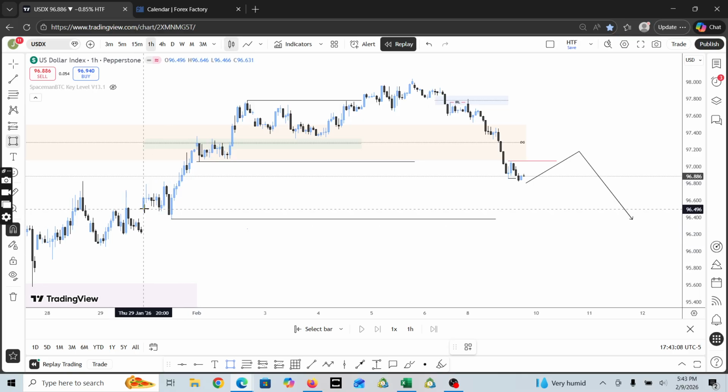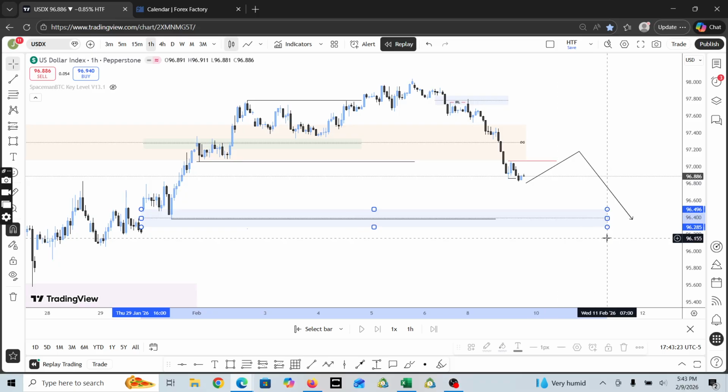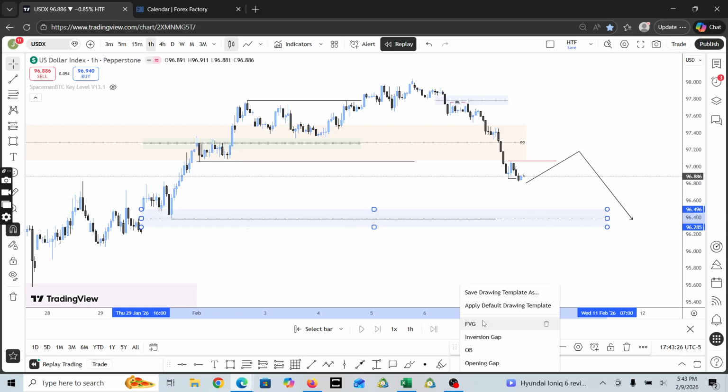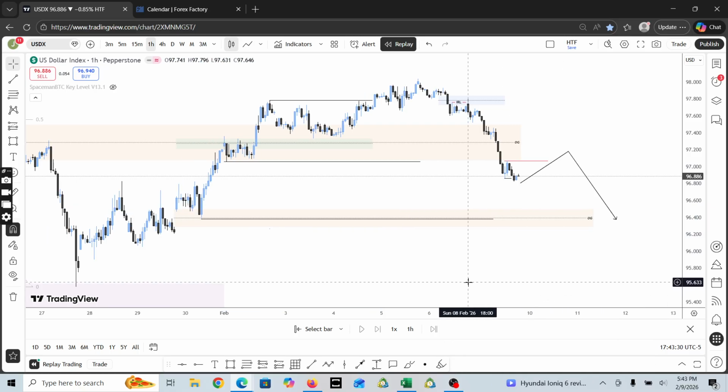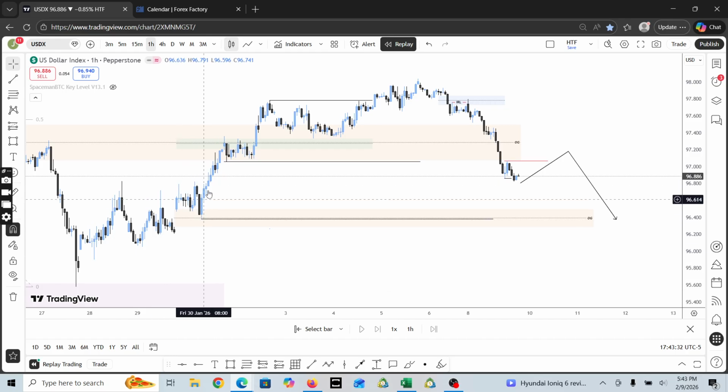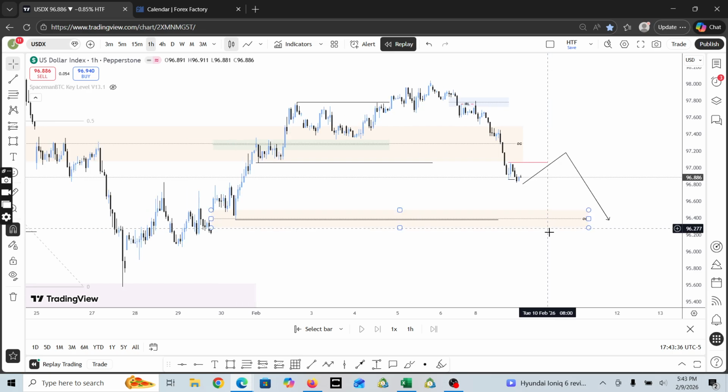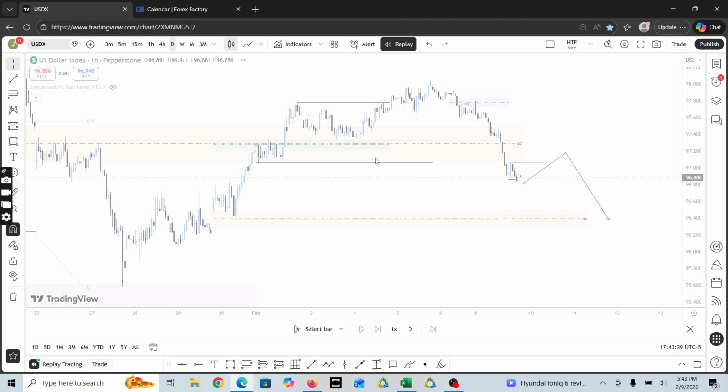This is an opening gap here. This low to that open. This is an opening gap. So let me mark that out. That's an opening gap. Right? Price used that here, and then it's more likely that we'll come back to it once again. Right?